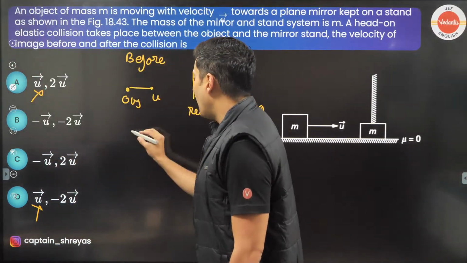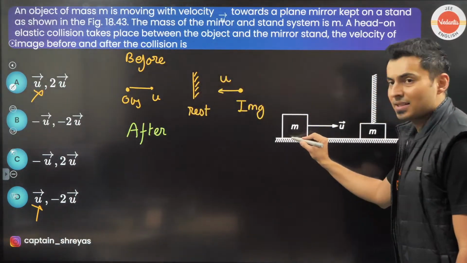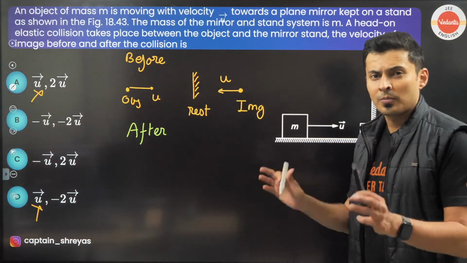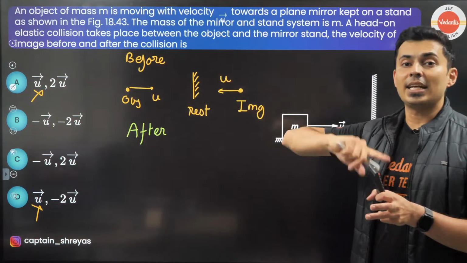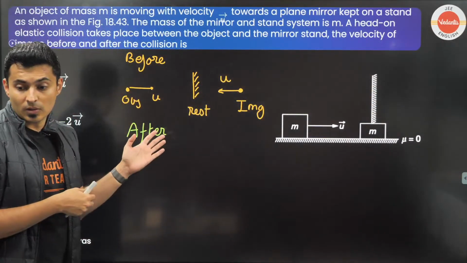For the situation afterwards, what happens is that this guy's mass and this guy's mass are the same. What happens in an elastic collision when masses are the same? The speeds get exchanged. So the speeds will get exchanged. All right, so observe.